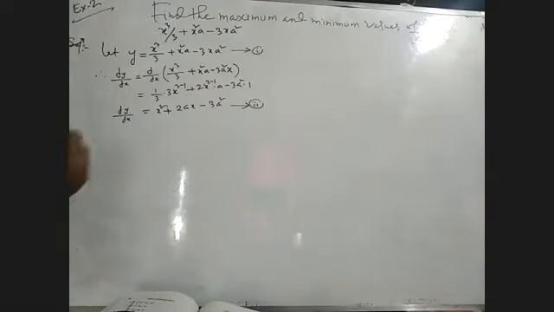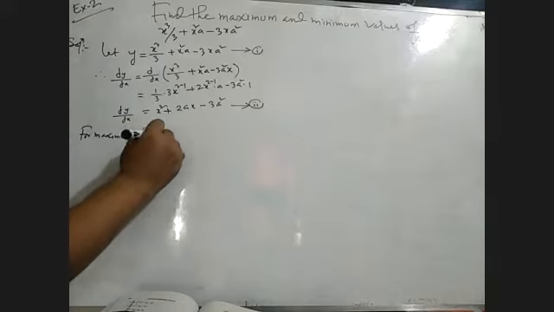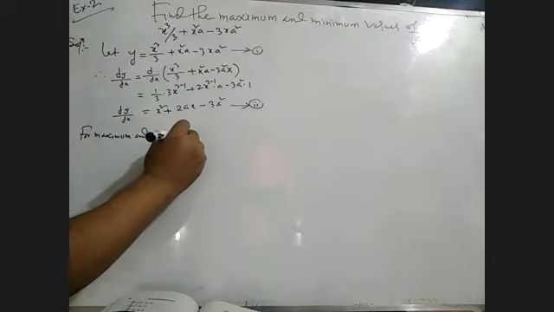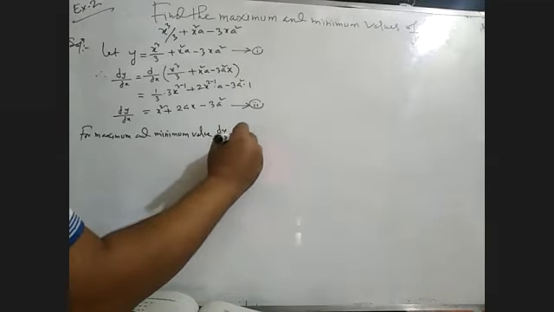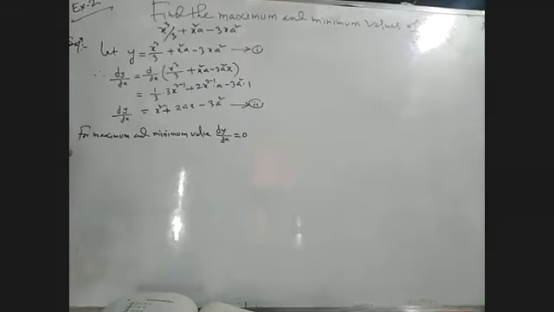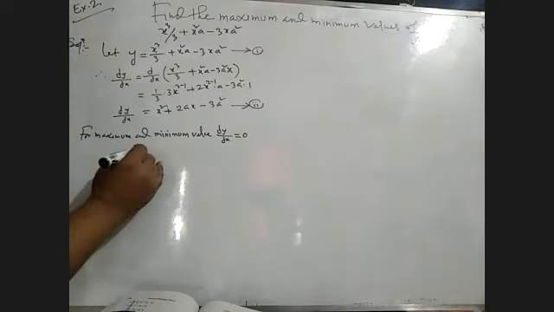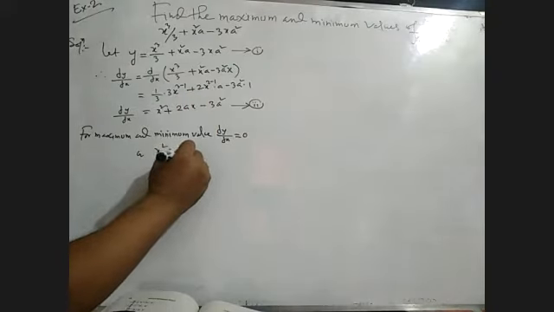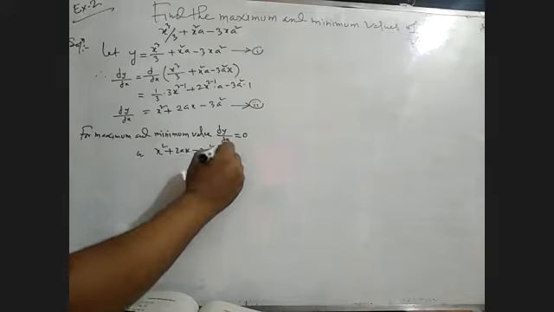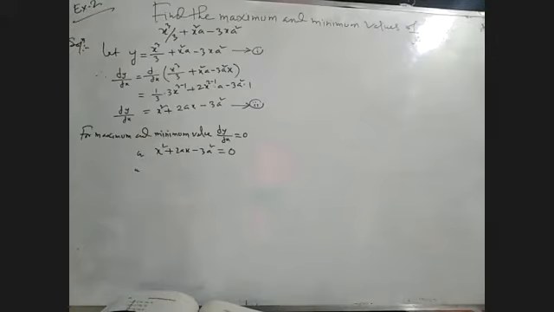Now for maximum and minimum value, dy dx will be 0. This is the main condition, the first condition for finding maximum or minimum value. Or dy dx equals to x square plus twice ax minus thrice a square equals to 0. Now we have to solve this for x.